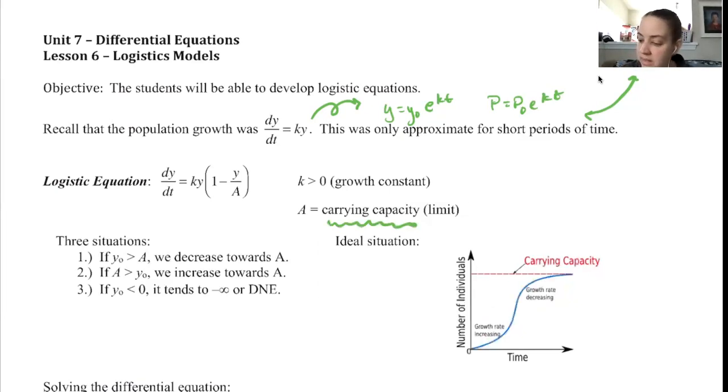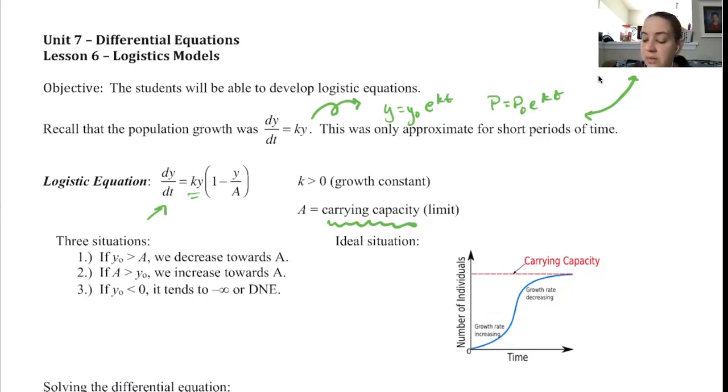Oh, by the way, this is the logistic equation for the rate of change of the population. So it's that ky, which is true, and then times this (1 minus y over A). K is the growth constant, which is greater than 0 because it's getting bigger and bigger. A is the carrying capacity, or the limit.